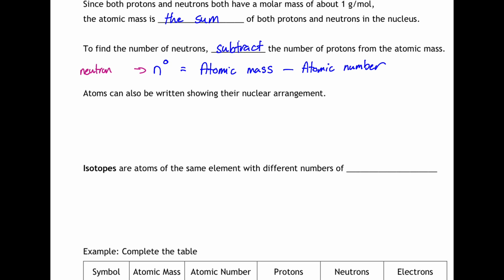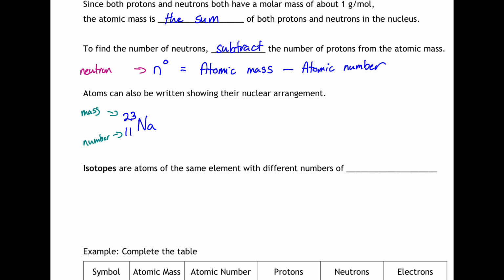Basically, we can show the nuclear arrangement of an atom by writing the mass and the number of certain electrons. There's a few different ways, three different ways. We're going to do sodium again. So sodium can be written like this, with its mass and its number. The top number is mass, and the 11 on the bottom is the number.